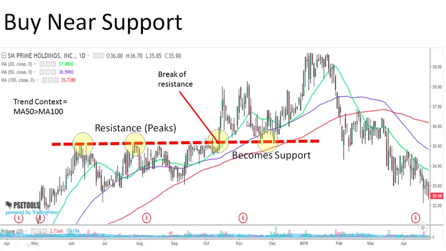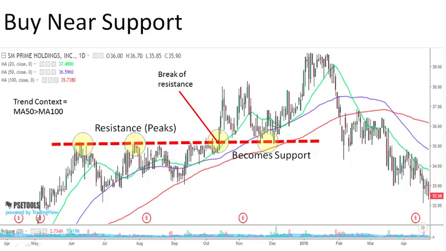Example, SM Prime. These are peaks. You just draw a line, and then this resistance was broken. Break of resistance. Yung next time na ni-revisit nung price itong line na to, there's a possible bounce. Anyway, this is very basic.